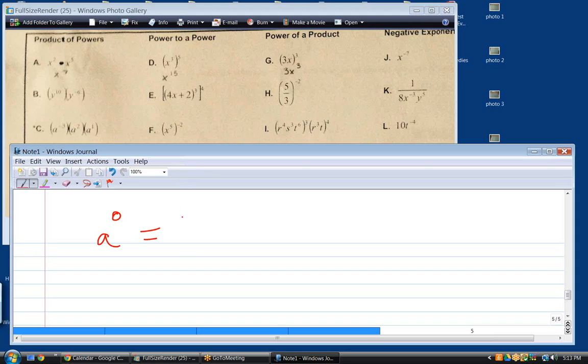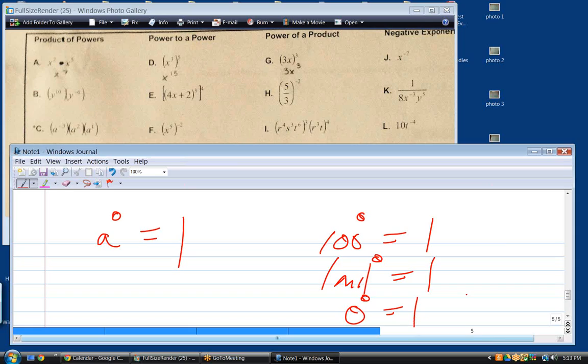Any number to the 0 power is 1. And I mean that. 100 to the 0 power is 1. 1,000,000 to the 0 power is 1. Guess what? 0 to the 0 power is 1. Minus 10 to the 0 power is 1. So it doesn't matter what A is. If A is taken to the 0 power, it's 1.